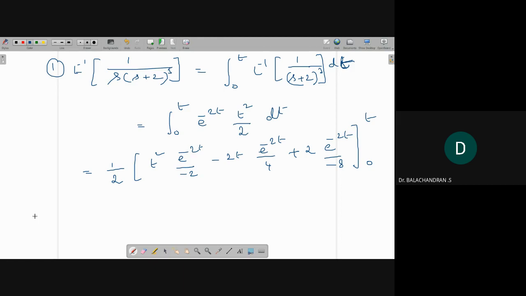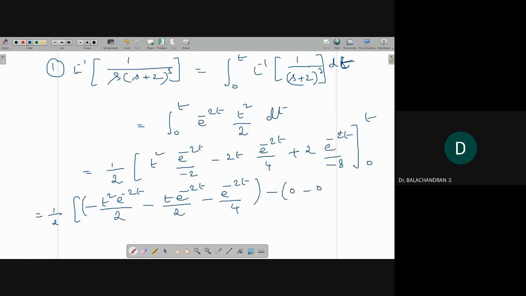Okay, so you'll get 1 by 2 minus t square e power minus 2t by 2, with the limit t equal to t as the upper limit. So you'll get everything minus t into e power minus 2t by 2 minus e power minus 2t by 4. So the upper limit is over. For the lower limit t equal to 0, everything is 0, and this is 1, so minus 1 by 4.